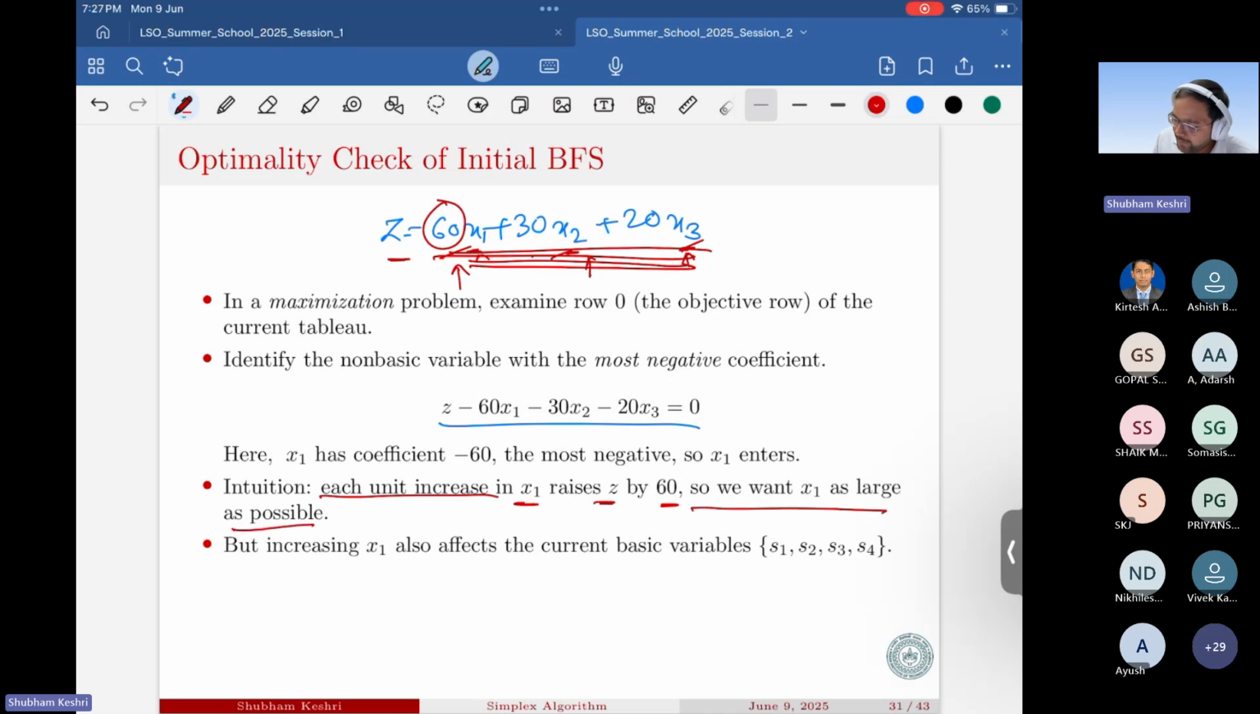So we want x1 to be as large as possible. If the constraint is satisfied, we can take x1 to infinity, then our objective function will be infinity. But the constraint will not be satisfied. Increasing x1 has effects on other current basic variables.